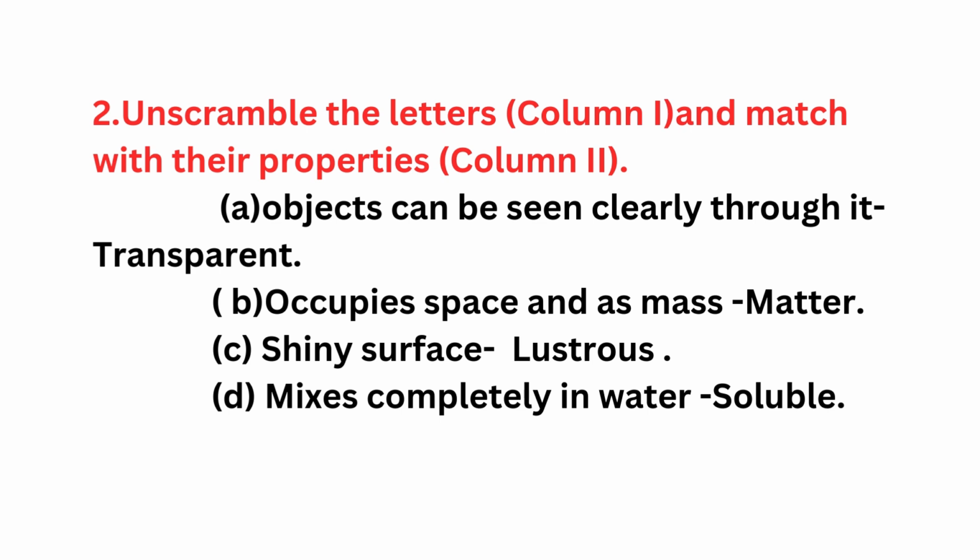Question number 2. Unscramble the letters in column 1 and match with their properties in column 2. Here the letters are unscrambled. First one is matter, second one is soluble, third one is transparent and fourth one is lustrous. First in column 2, objects can be seen clearly through it. The correct answer, transparent. Second one, occupy space and has mass, that is matter. Third one, shiny surface, lustrous. Fourth one, mixes completely in water, that is soluble.